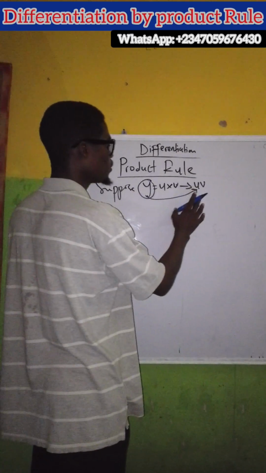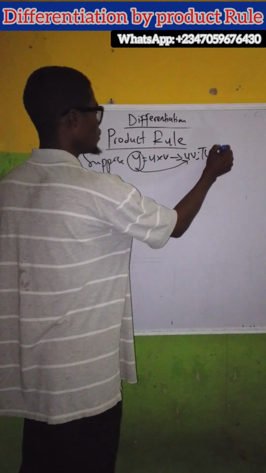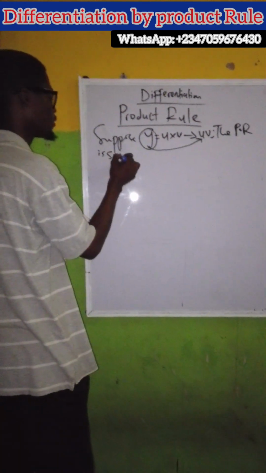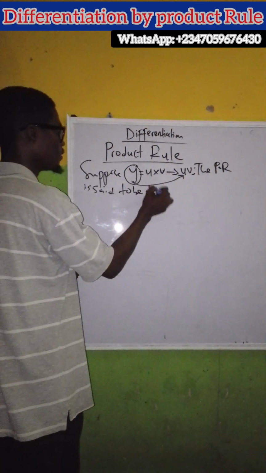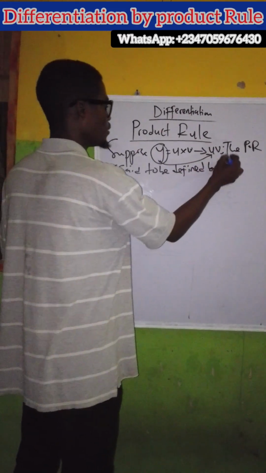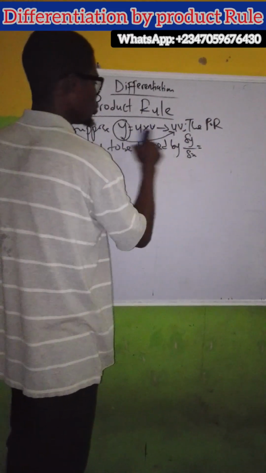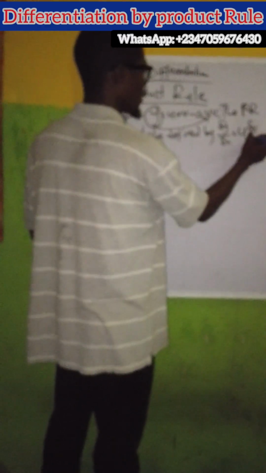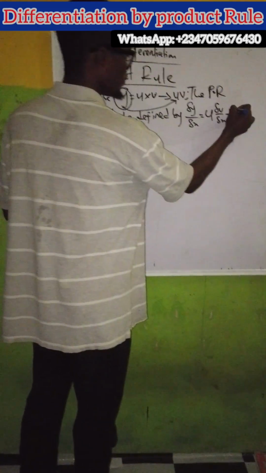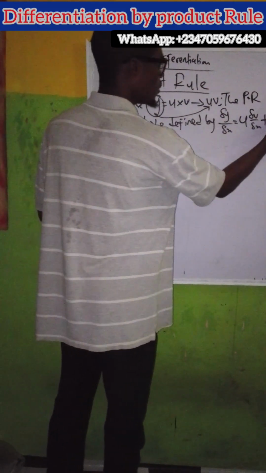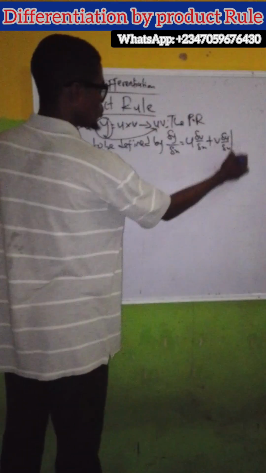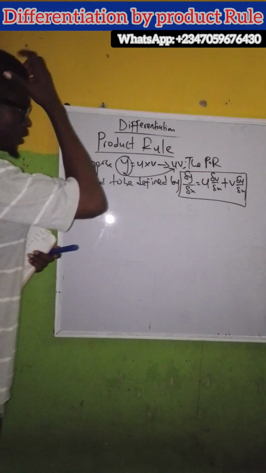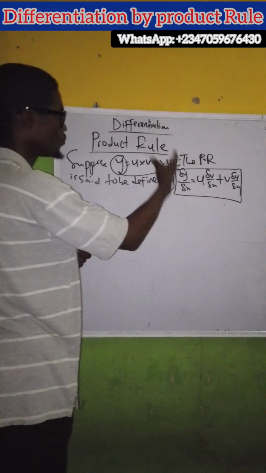So if y equals uv, then product rule is defined by dy/dx equals u, then the derivative of v, dv/dx, plus v, because v is the next one, du/dx. So this is the definition of product rule. This is the formula you are going to be using to solve problems regarding product rule.